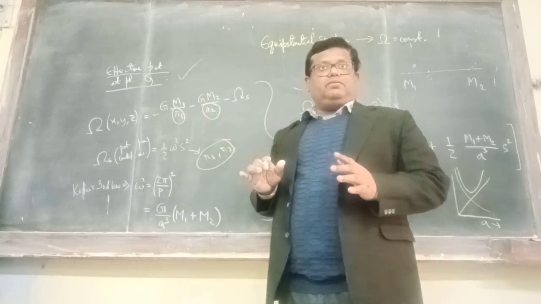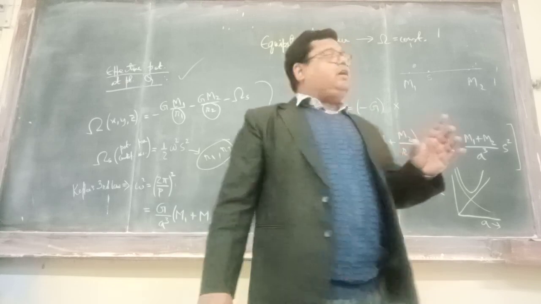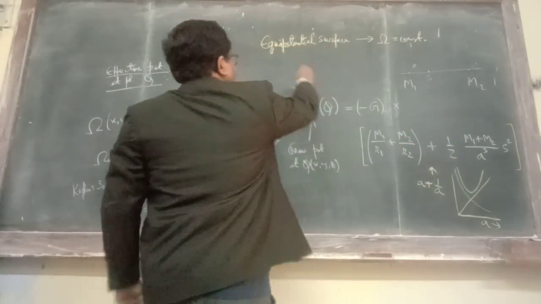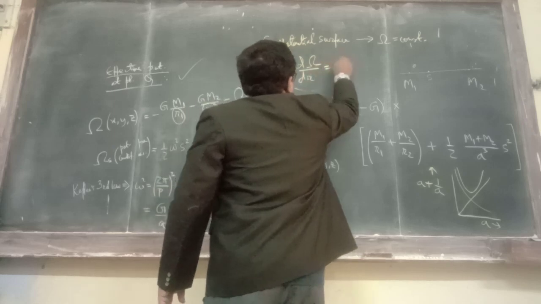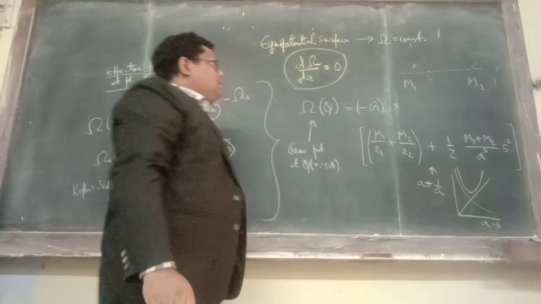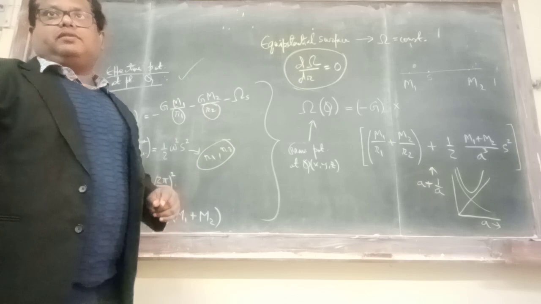There will be scenarios where this term, that means d omega dr, will be equal to 0. Okay, now you have to do this yourself. d omega dr equal to 0. What are the places where this happens?